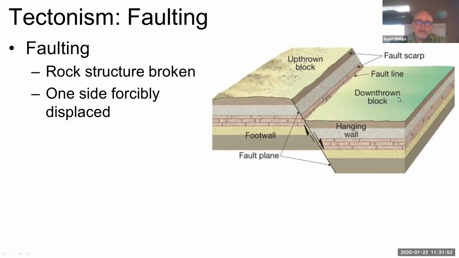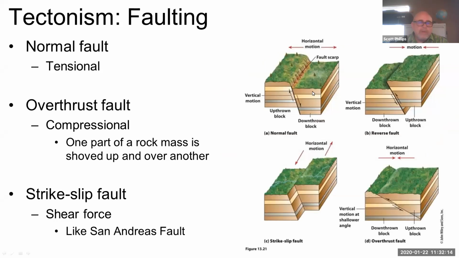So one thing that can occur when you put rocks under stress is they can fault. Faulting is where the rock structure is broken and one side is forcibly displaced. So here, not only are they broken, but one side is up and one side is down, one has slipped down and one has been pushed upward. This is a process called faulting. There are different kinds of faults. A normal fault is caused when you put rock under tension. You're pulling it apart and one is uplifted and one slips downward.